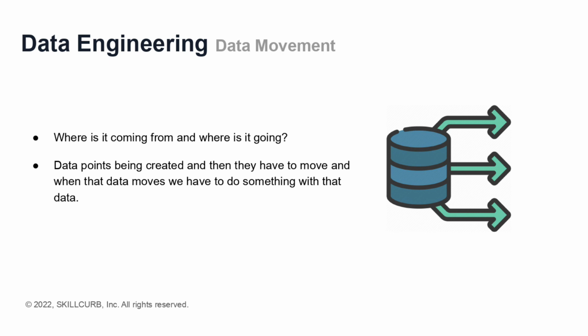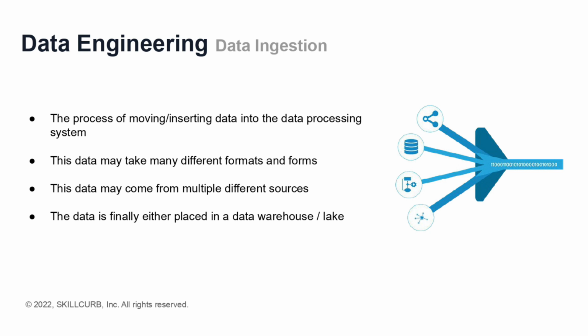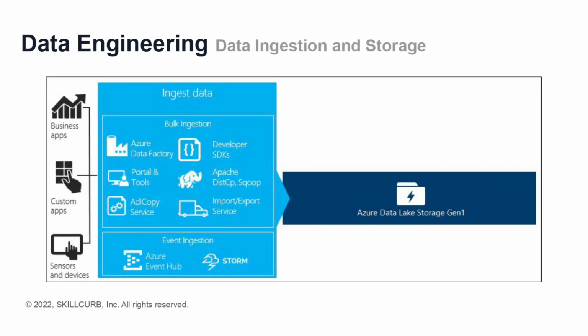Data ingestion is what we call the process of moving our data into our data processing system. This data could come from anywhere and could be any shape, size, or form. At the end of its journey, the data is placed in either a data warehouse or a data lake, depending on the situation. Here we have our ingestion sources on the left, and this could be business applications, custom applications, and sensors and devices, and that data needs to be pulled into our cloud.